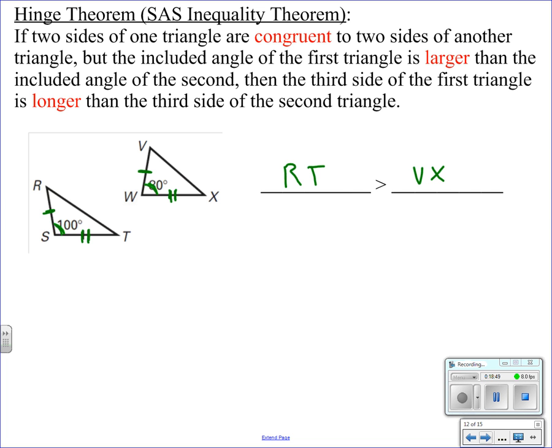Our book calls this the side angle side inequality theorem. Side angle side. But another common name of that is the Hinge theorem. So I'm going to be using that.